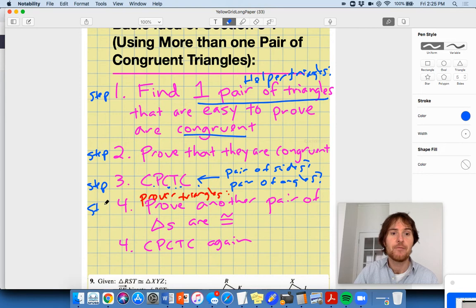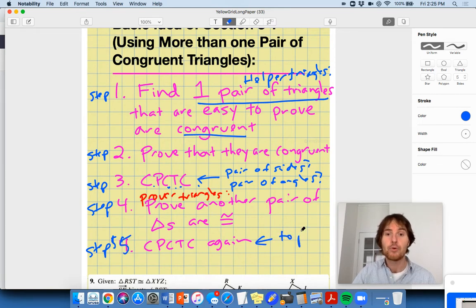So step 3 was CPCTC for the first triangle. Step 4, we're going to use that new part that we got was congruent to see if we can make an argument that another pair of triangles need to be congruent. And then step 5 is oftentimes the last part of the proof. Step 5 is using CPCTC again to prove what you were asked to prove. Okay, because ultimately this is a problem, you need to solve it.